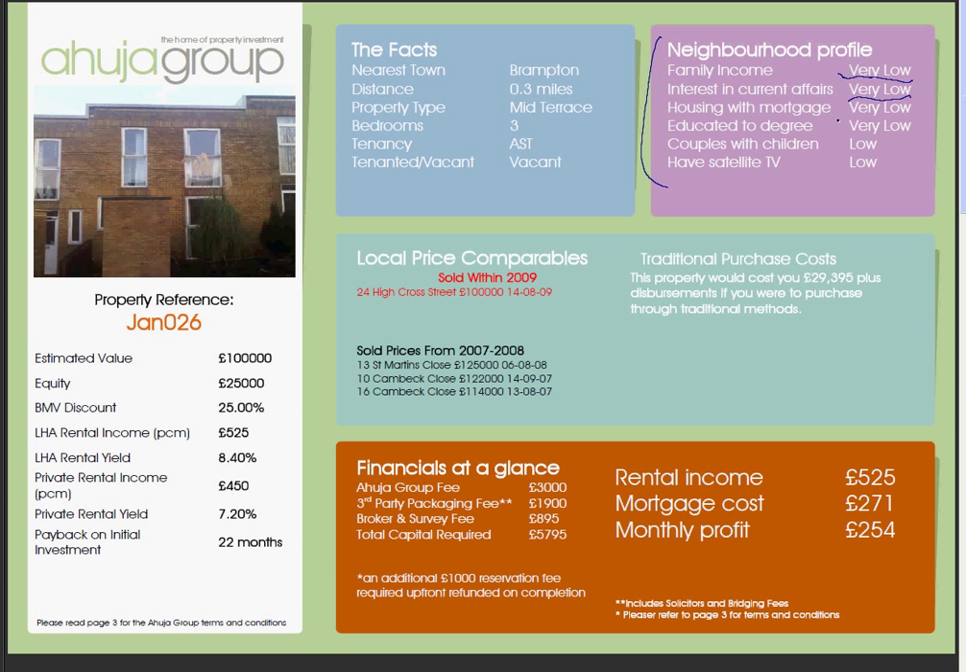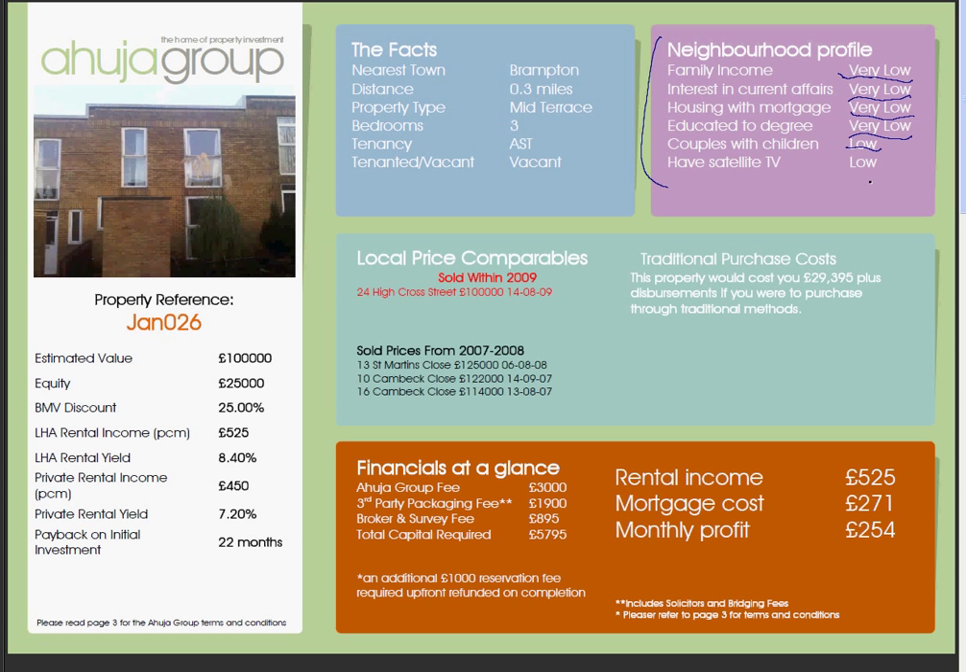Then housing with mortgage, so that means how many people are homeowners or not, and in this case very low, so it's predominantly a rental area. Education, very low here, so basically people are not very well educated. Couples with children, low. So that means there's a lot of single and cohabiting couples and married couples in the area, which is surprising.